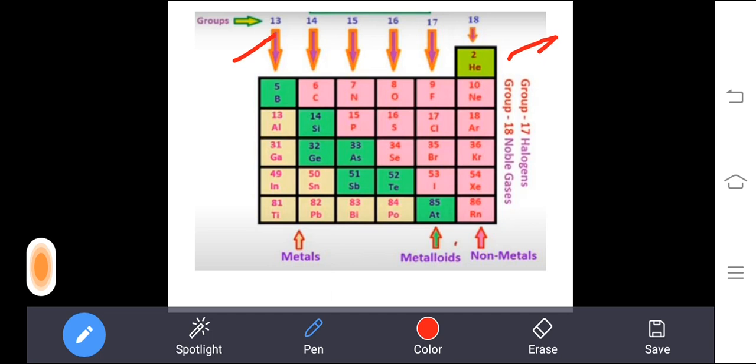The metals are aluminum, gallium, indium, thallium, tin, lead, bismuth, polonium. Metalloids: boron, silicon, germanium, arsenic, antimony, tellurium, astatine. The non-metals: carbon, nitrogen, oxygen, fluorine, neon, phosphorus, sulfur, chlorine, argon, selenium, bromine, krypton, iodine, xenon and radon.